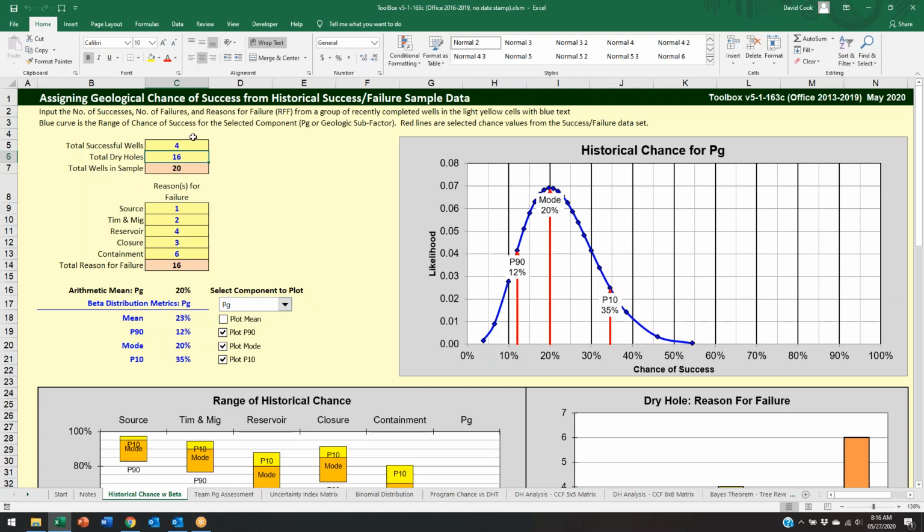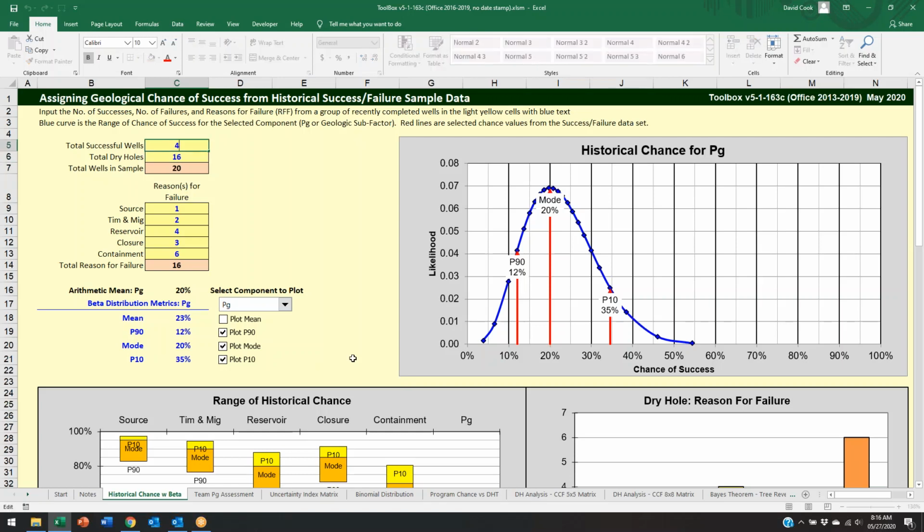So here you can see that with the 4 and the 16, the P90 can range from 12% up to 35%, with the mode, of course, very simply being represented by an average PG of 20%. But surprisingly, a wide range of chance can actually contribute to this. Now, this beta distribution is very much a function of the number of samples that are within the number of wells that are being looked at.